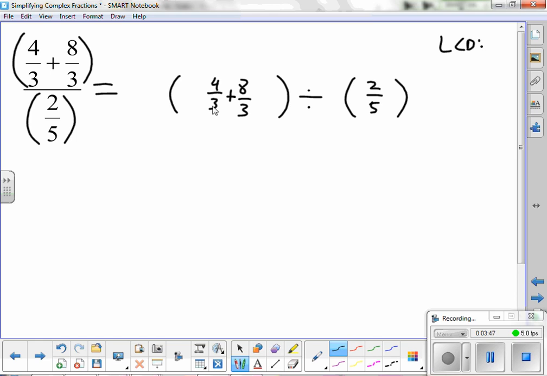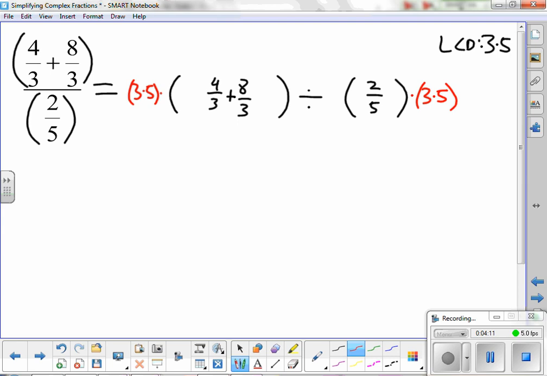So I have a 3. Now I have another 3, but I don't care about that. So my other number is a 5. So 3 times 5 is basically my LCD. Now I'm not going to multiply that to be a 15. I'm going to leave it a 3 times a 5. So I'm going to multiply this side by a 3 times a 5. And I'm going to multiply this side by a 3 times a 5. I'll go ahead and put that in a little group.